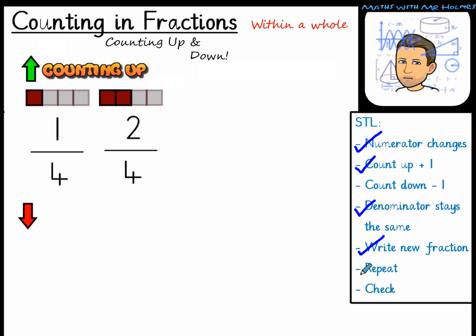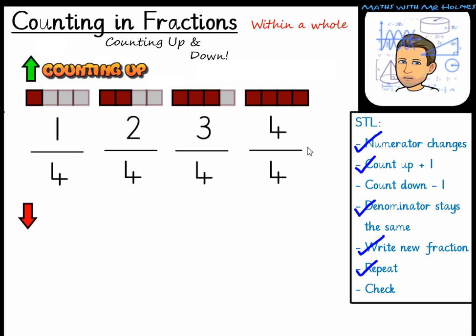And as we're counting up, we're going to repeat. So let's do that. 1/4, 2/4, 3/4, 4/4. There's a special one at the end here. We have all of the pieces of the chocolate bar, 4 out of 4. How else could we say that? That's right. One whole.